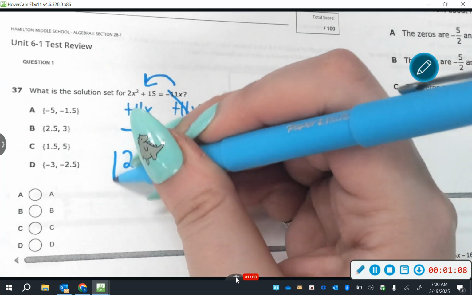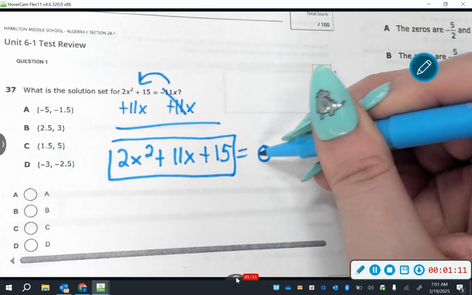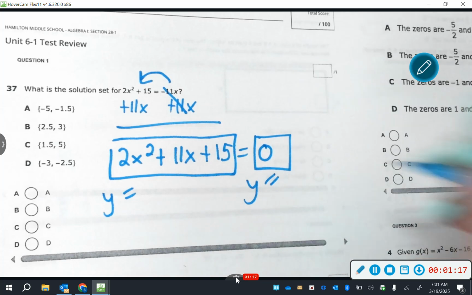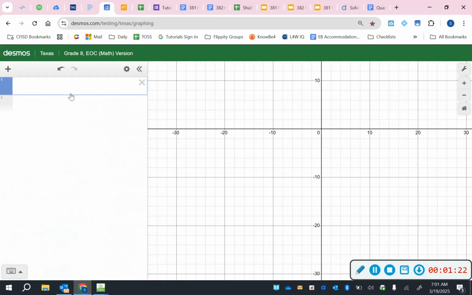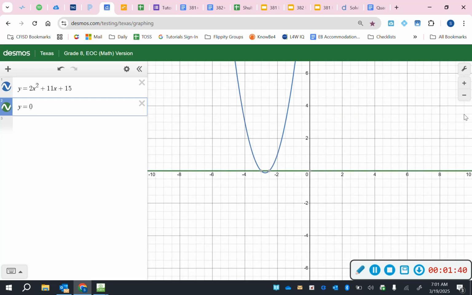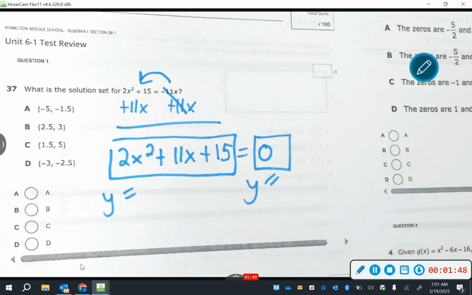Now what we're going to do is plug this in our calculator. Work smarter, not harder. I could do it by hand, but I have a calculator. I'm going to plug it in using y equals, and I'm going to go see where those cross. So we're going to plug in y equals 2x squared plus 11x plus 15, and we're going to plug in y equals 0. Okay, I'm looking for where those two lines cross. They cross here at -3 and -2.5. So our answer for this one should be D.